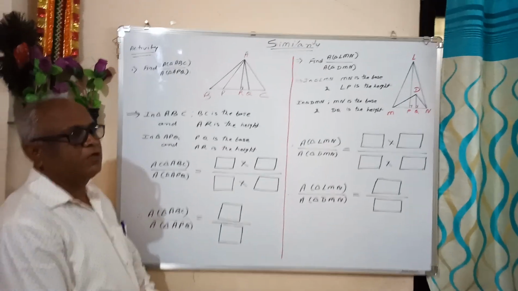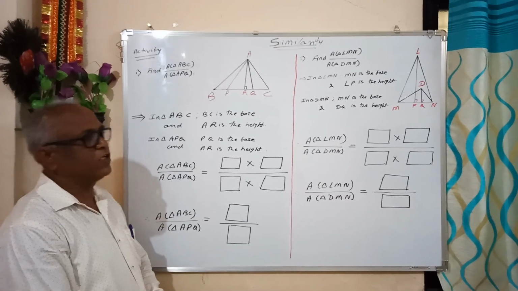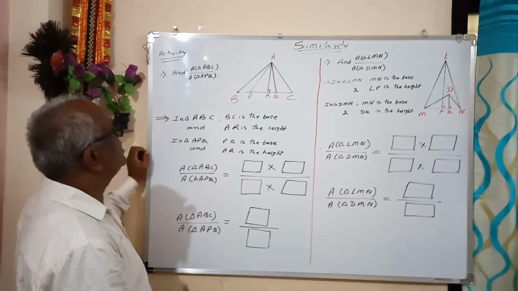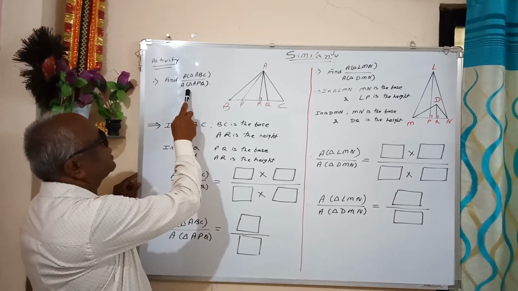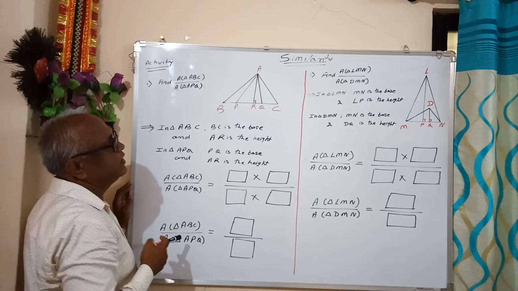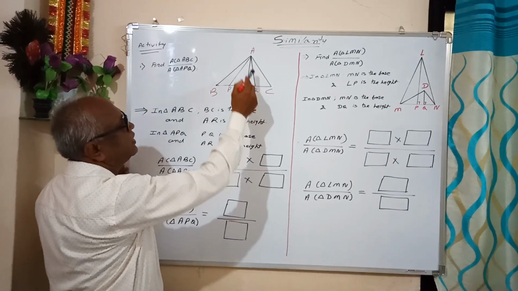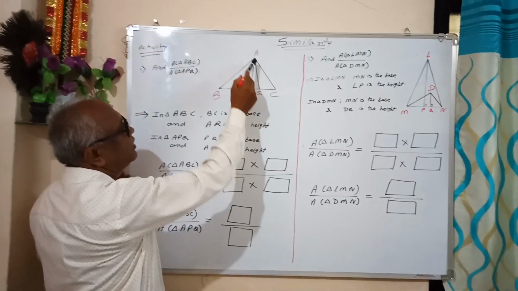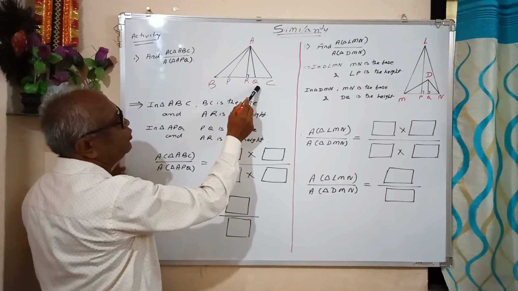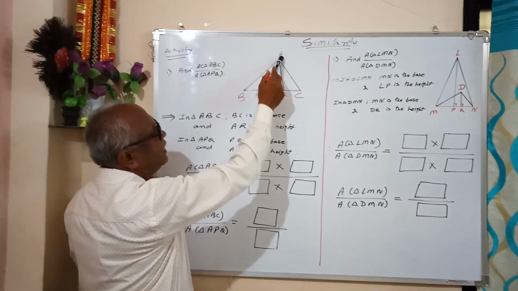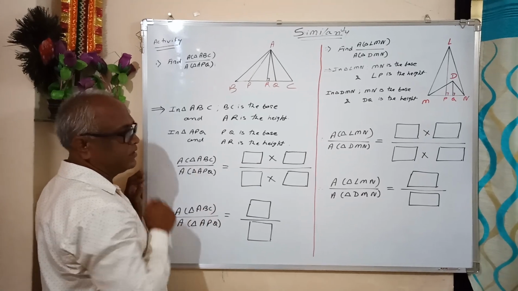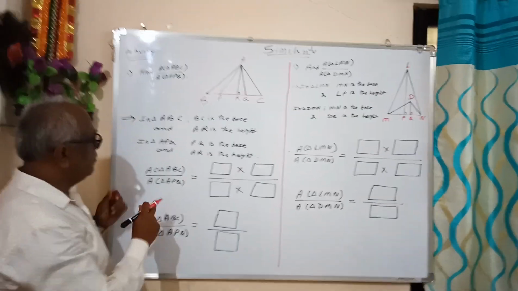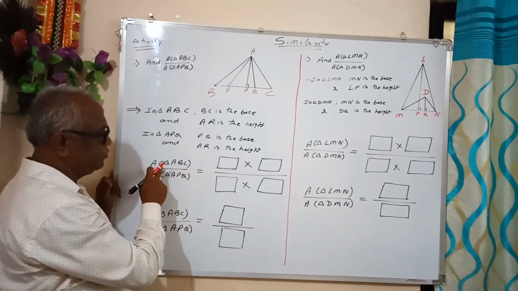Now by using the properties of the ratio of the areas of two triangles, we are solving two activities. In the first activity, find the area of triangle ABC upon area of triangle APQ. The figure is given here. In triangle ABC, AR is the height and BC is the base. Now another triangle, triangle APQ: in this, PQ is the base and AR is the height. It is shown here.